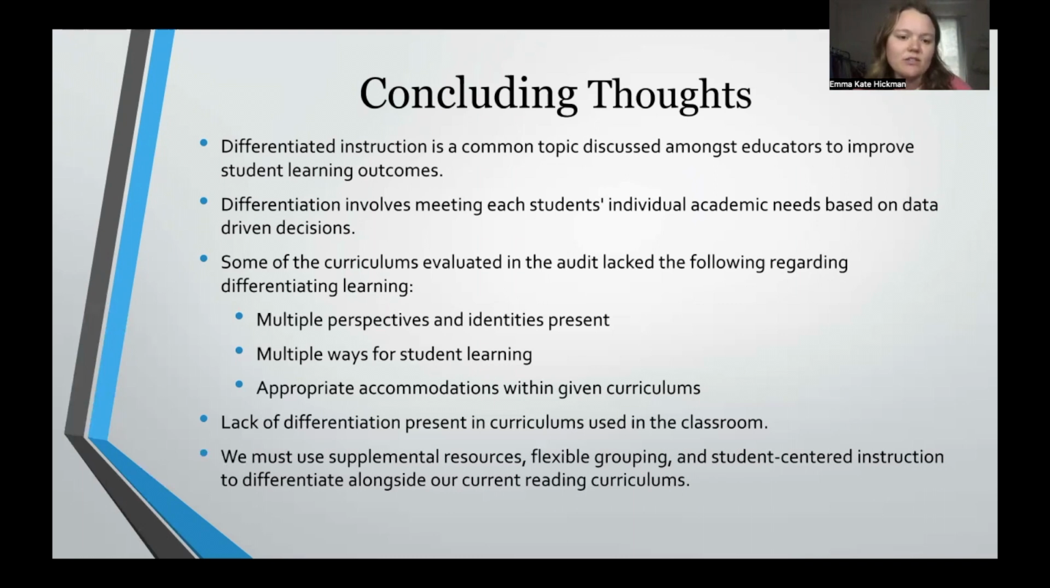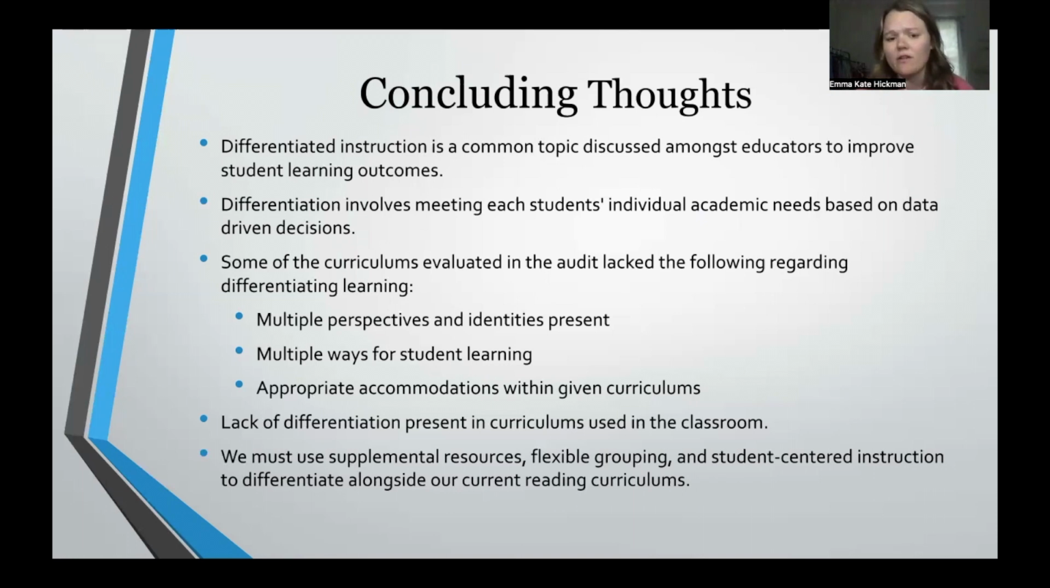The next thing that we saw was there were not multiple ways for student learning. A lot of our curriculums are tier 1 based curriculum, and there was really just one way of learning, and it wasn't providing multiple ways for student learning. And then the last one was that there were not appropriate accommodations within the given curriculums, meaning there were not accommodations provided by the curriculum, and we were having to supplement resources, which is actually one of our last points that I'll go over here in a second.